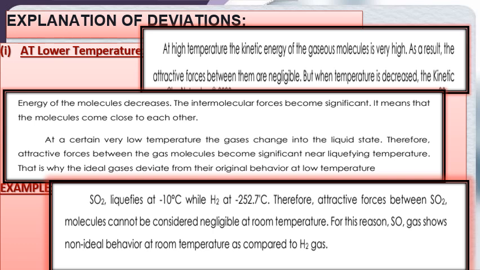From experiments it is confirmed that the liquefaction point of SO2 is minus 10 degrees centigrade, while that of hydrogen is minus 252.7 degrees centigrade. Their liquefaction points are totally different from each other, right? Now what is the reason for it? Why are they behaving as real gases at these temperatures, as they have converted into liquids? The answer lies here. When you are decreasing temperature, you are decreasing their kinetic energy. What do you think about it?